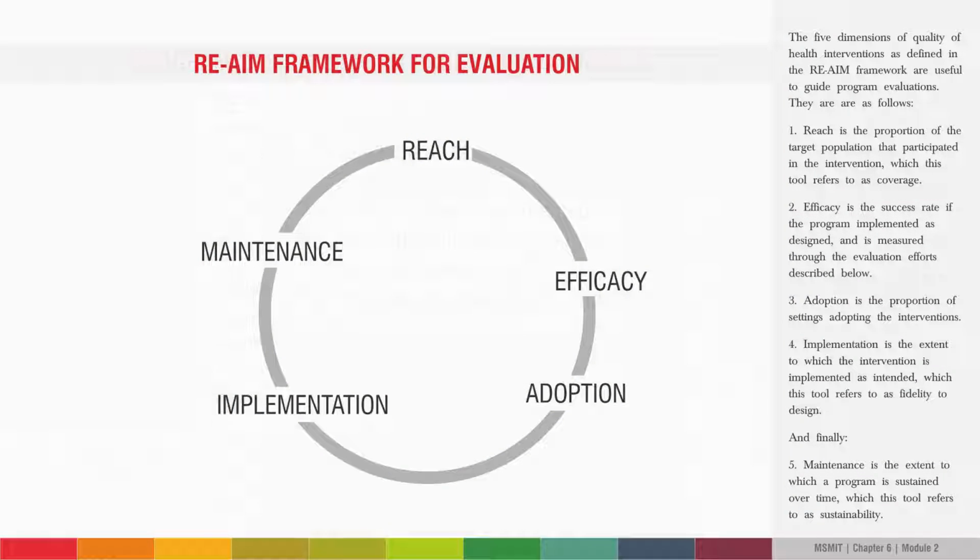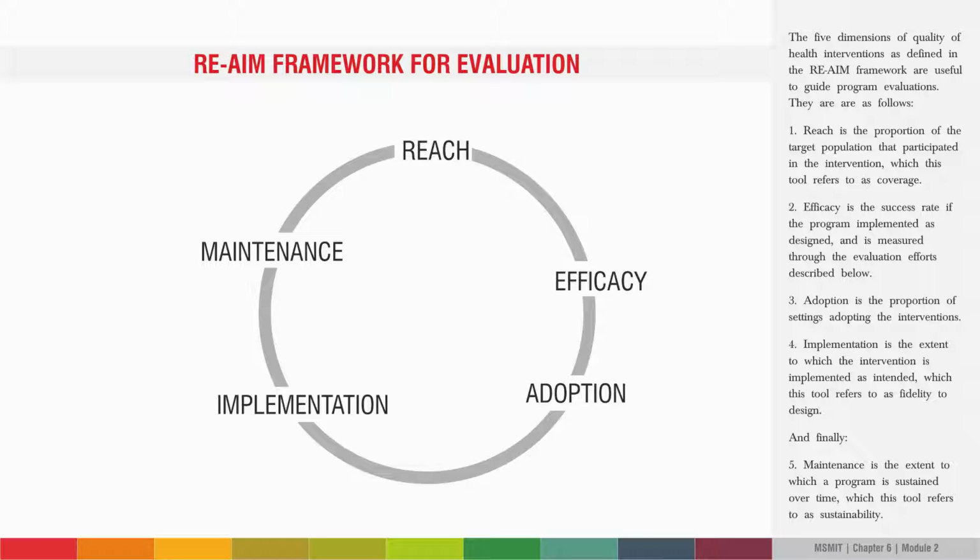The 5 dimensions of quality of health interventions as defined in the RE-AIM framework are useful to guide program evaluations. They are as follows. Reach is the proportion of the target population that participated in the intervention, which this tool refers to as coverage. Efficacy is the success rate if the program is implemented as designed and is measured through the evaluation efforts described below.